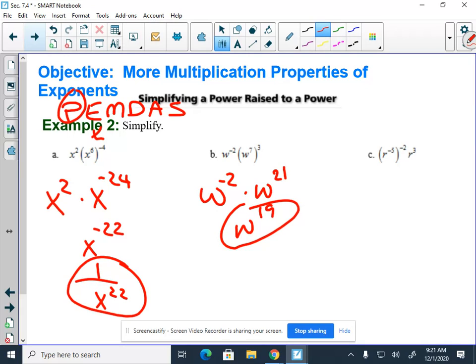Okay? Deal with the parentheses. A negative times a negative is a positive. So that becomes r to the positive 10. We still have an r to the 3. Now we add them. Same base, yesterday's rule. r to the 13.